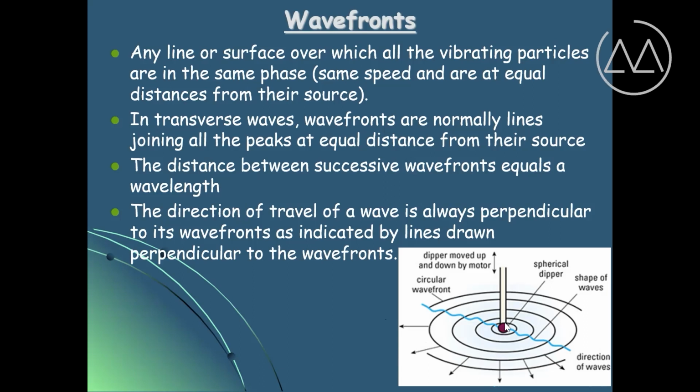A wavefront is any line or surface over which all the vibrating particles are in the same phase, I mean they have the same speed and are at equal distance from their source. In this transverse wave, wavefronts are normally lines joining all the peaks at equal distance from their source. The distance between two successive wavefronts equals the wavelength, lambda. The direction of travel of a wave is always perpendicular to its wavefronts, as indicated here by lines drawn perpendicular to the wavefronts.